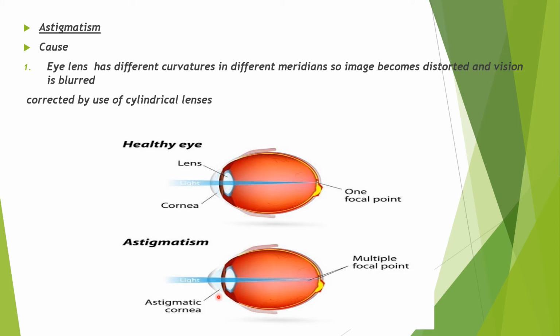So when the cornea or the lens have irregular curvatures or different curvatures at different meridians, the rays do not focus at one point. Instead, they form multiple focal points. So the image that is formed gets distorted and the vision is blurred. It can be corrected by the use of cylindrical lenses or contact lenses.